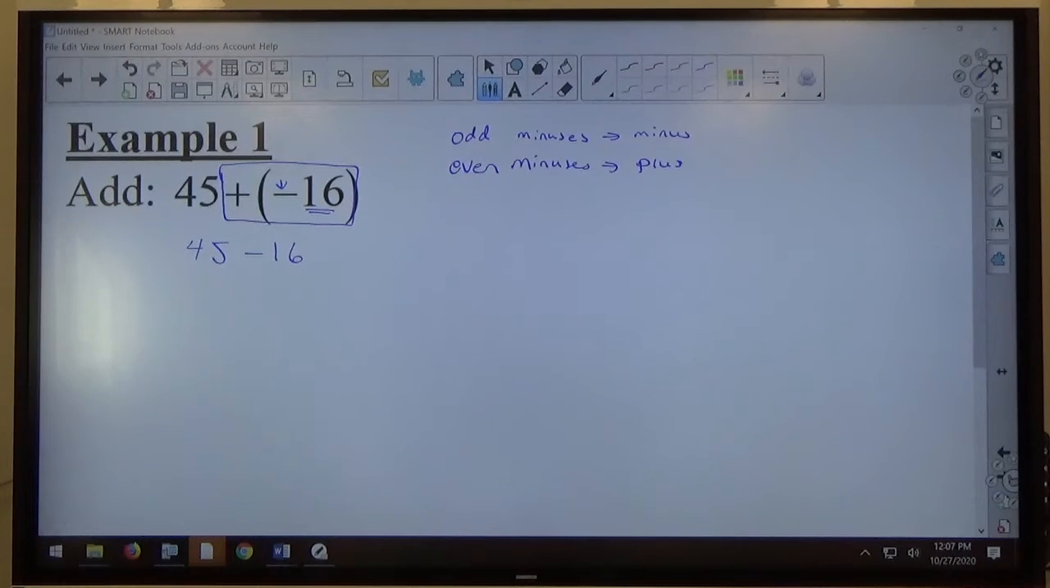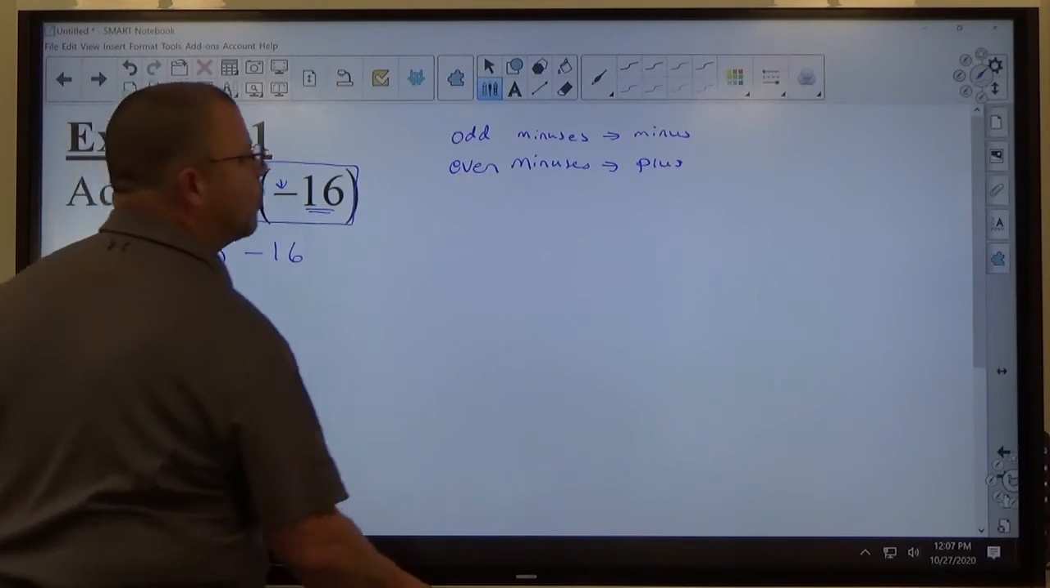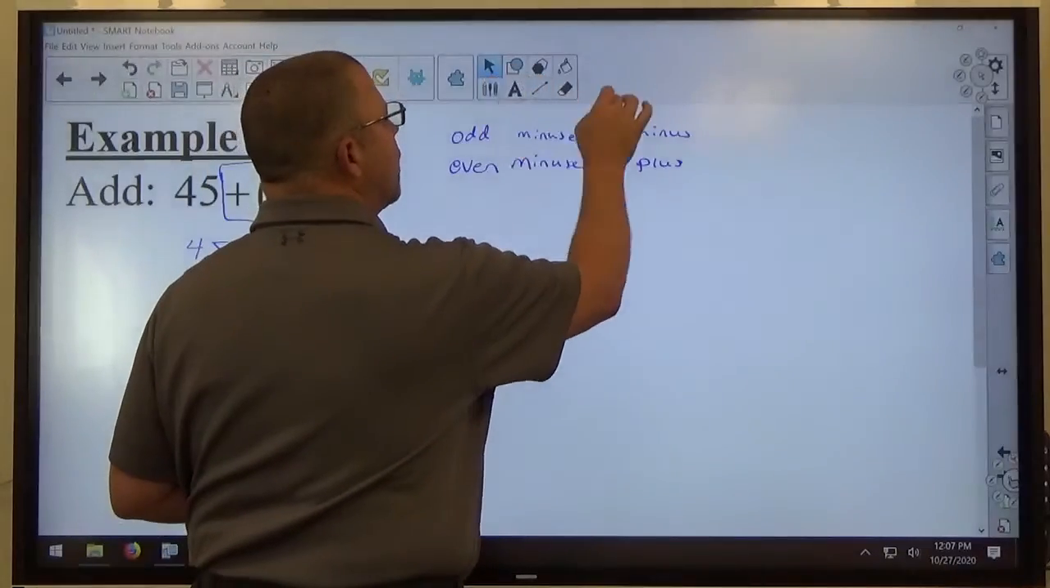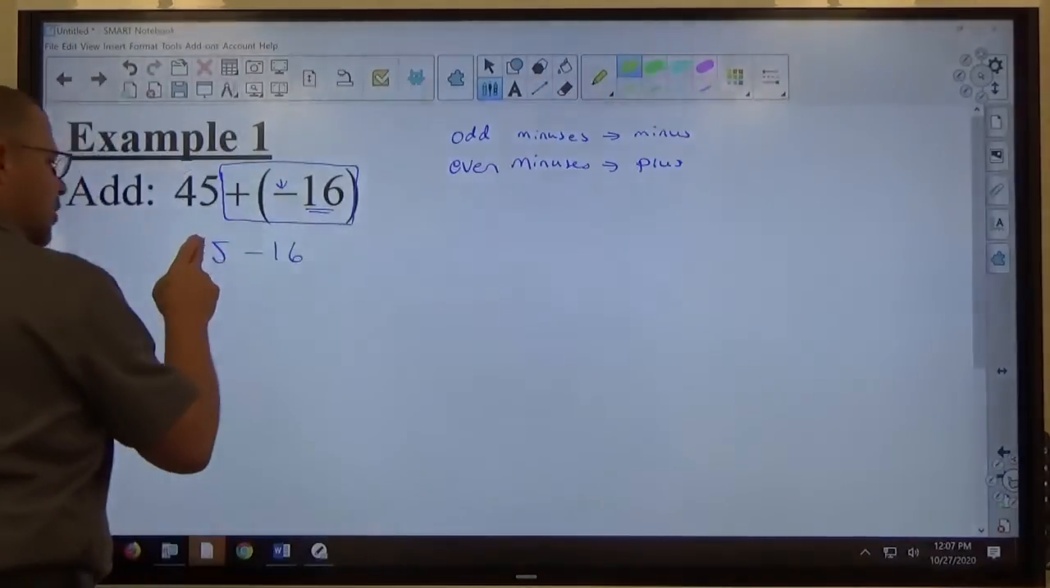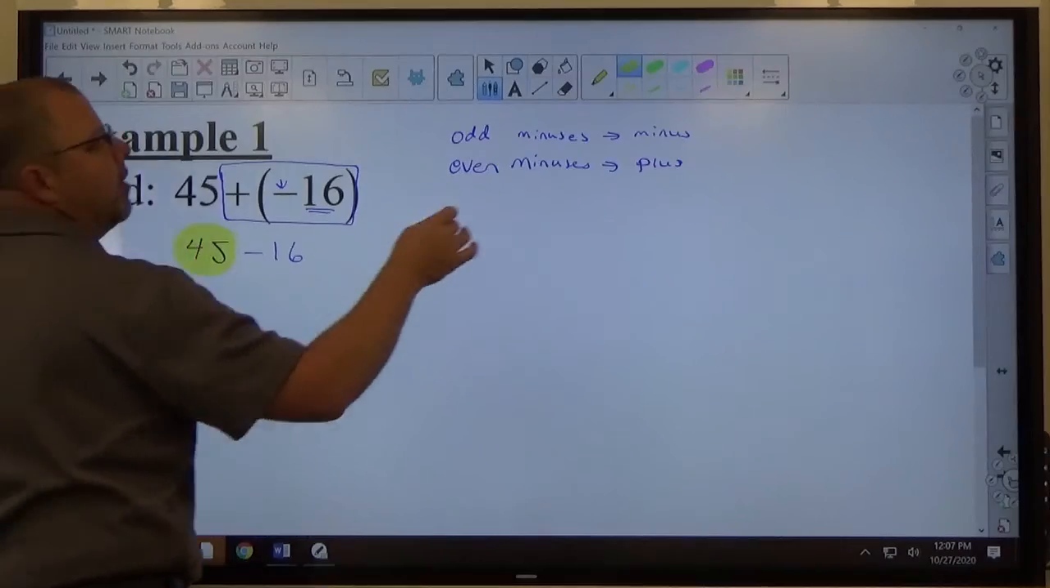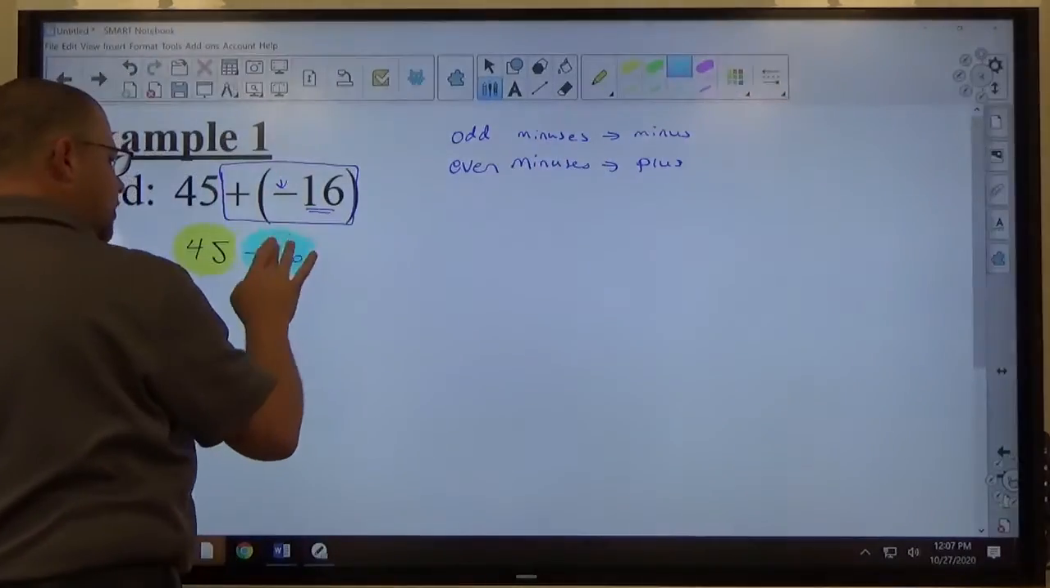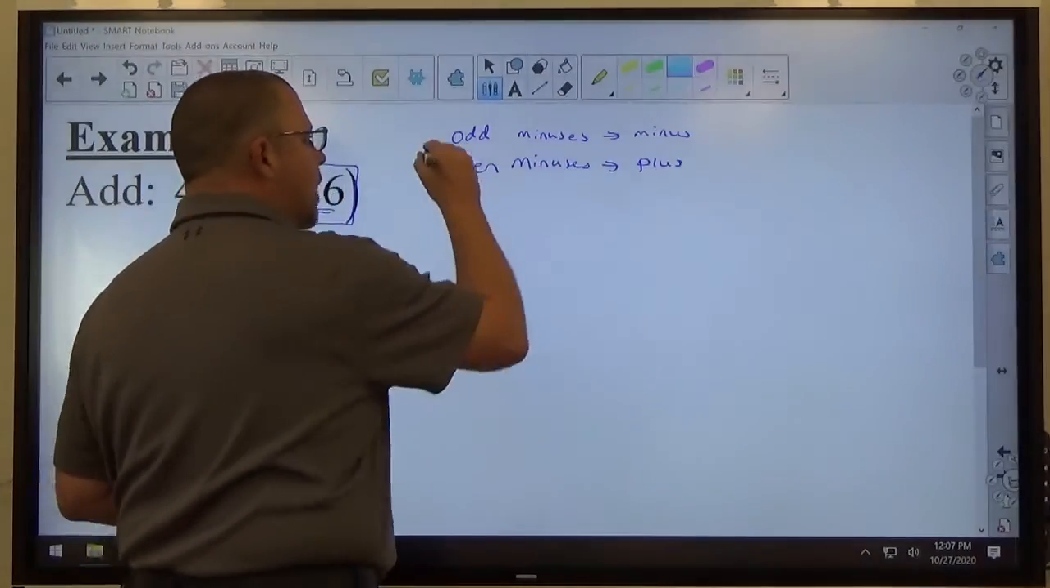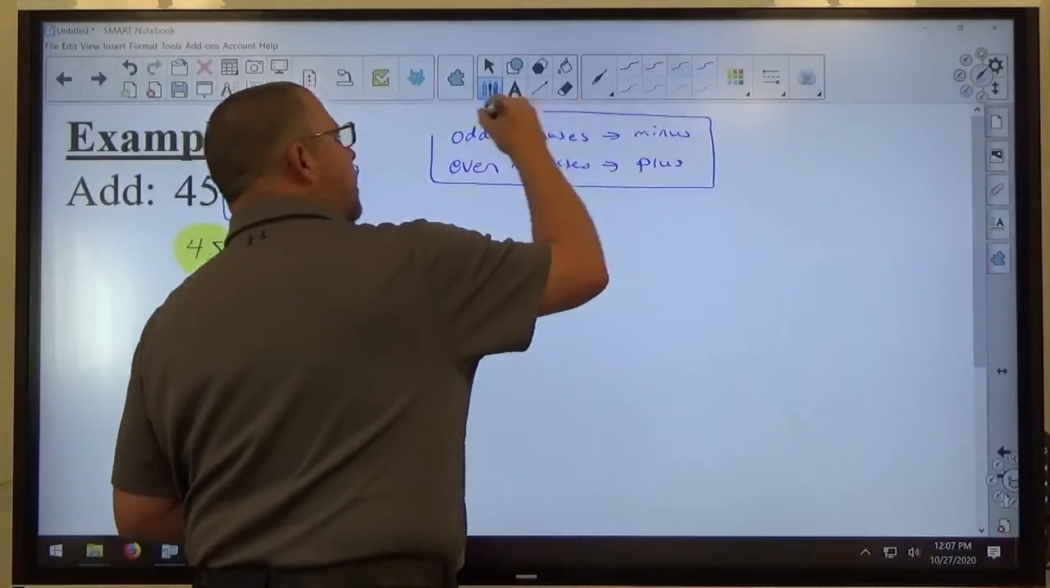In the world of algebra, plus does not always mean add, and minus does not always mean subtract. That's the most confusing part of algebra for beginners: plus doesn't always mean add, minus doesn't always mean subtract. So when you decide whether to add or subtract, I want you to look at each individual number in the pair of numbers. I have a positive number 45, and a negative number 16. That's what I'm looking at when I decide whether to add or subtract.